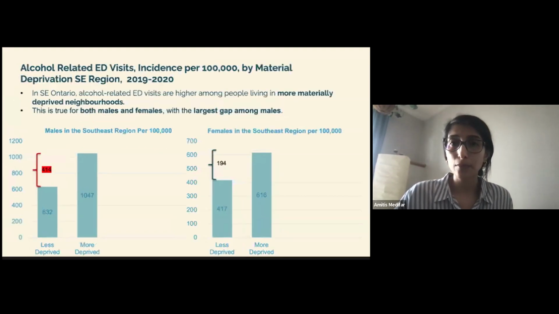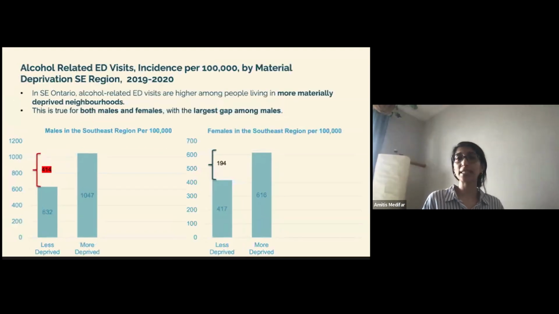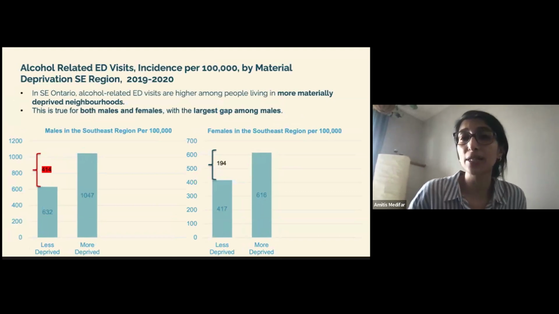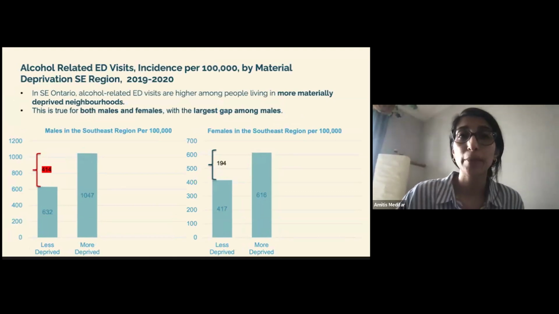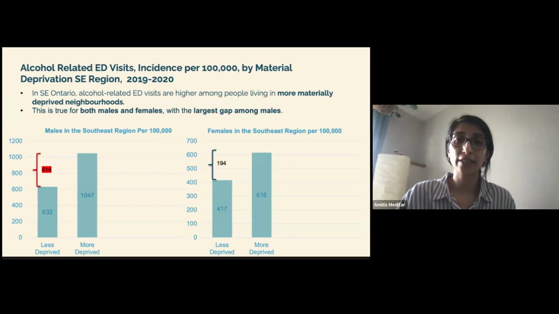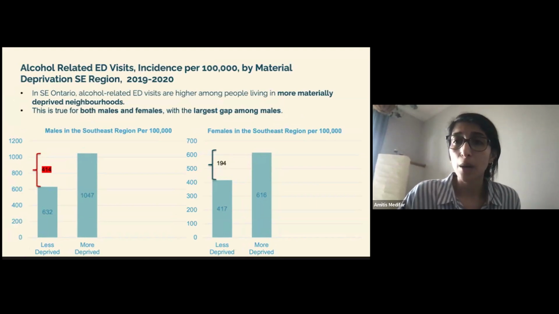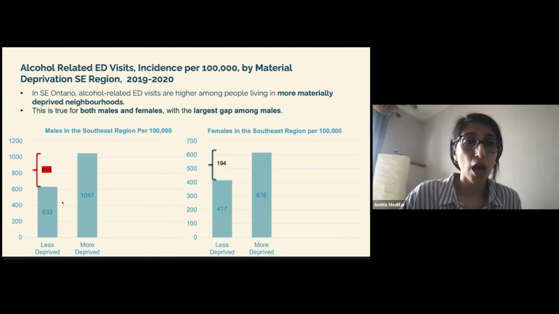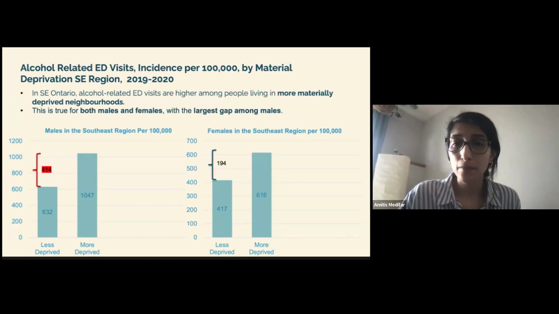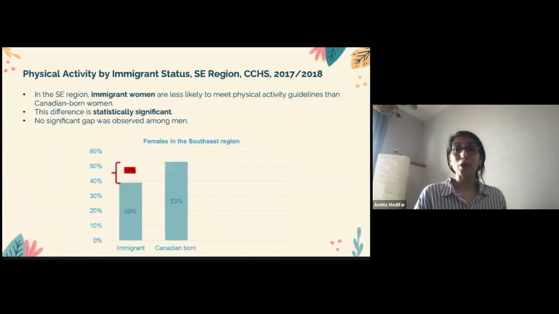Here we're looking at alcohol-related emergency department visits in Southeastern Ontario, broken down by material deprivation and gender. And we see higher ED visit rates in more deprived areas for both males and females. But the gap is much bigger for males. This is the last example I'll share today.